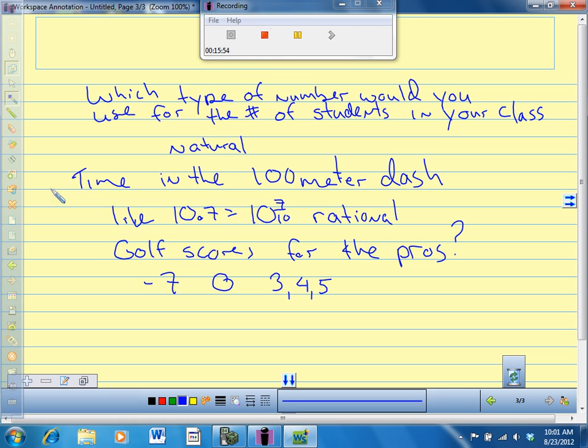Me, I shoot usually like 10 under par. Not really. I usually shoot 72 for 9 holes. That's not very good. All right.